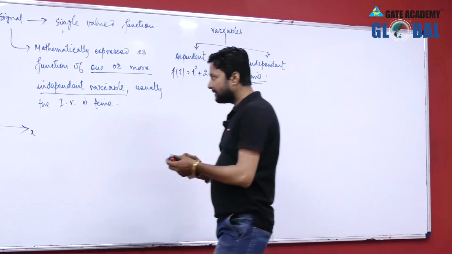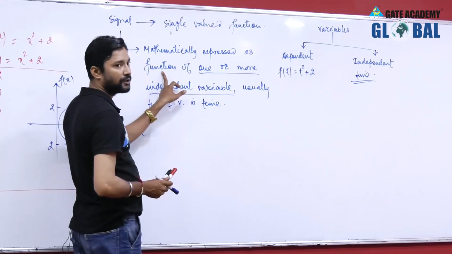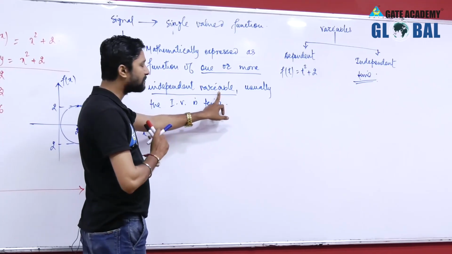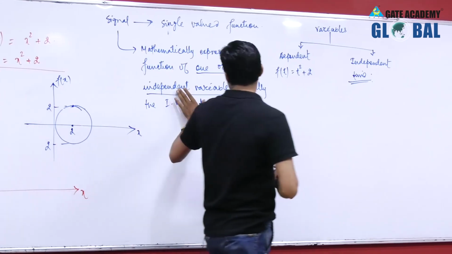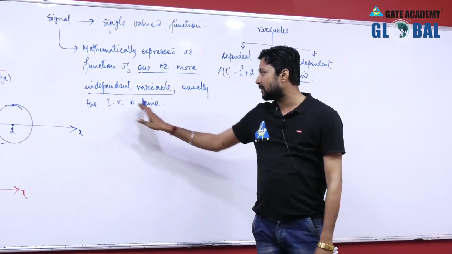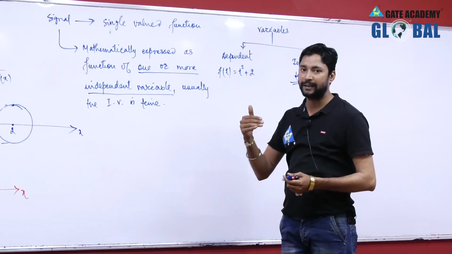So here we have written that mathematically we can express a signal as a function of one or more independent variables. So we are going to express signals mathematically as functions of independent variables, and usually that independent variable is going to be time. So we will be representing the signal with respect to time.